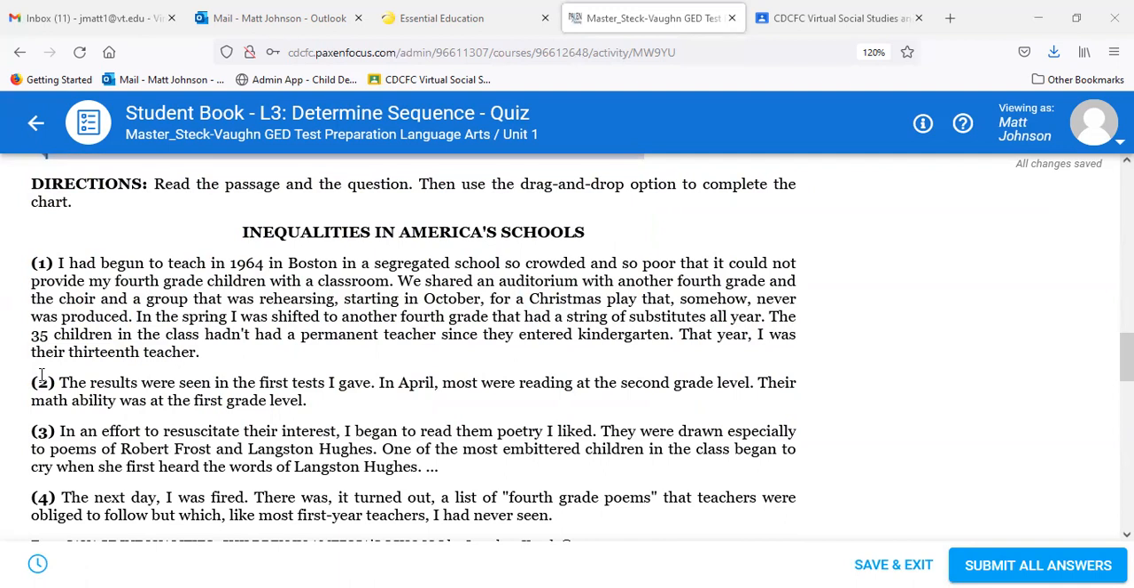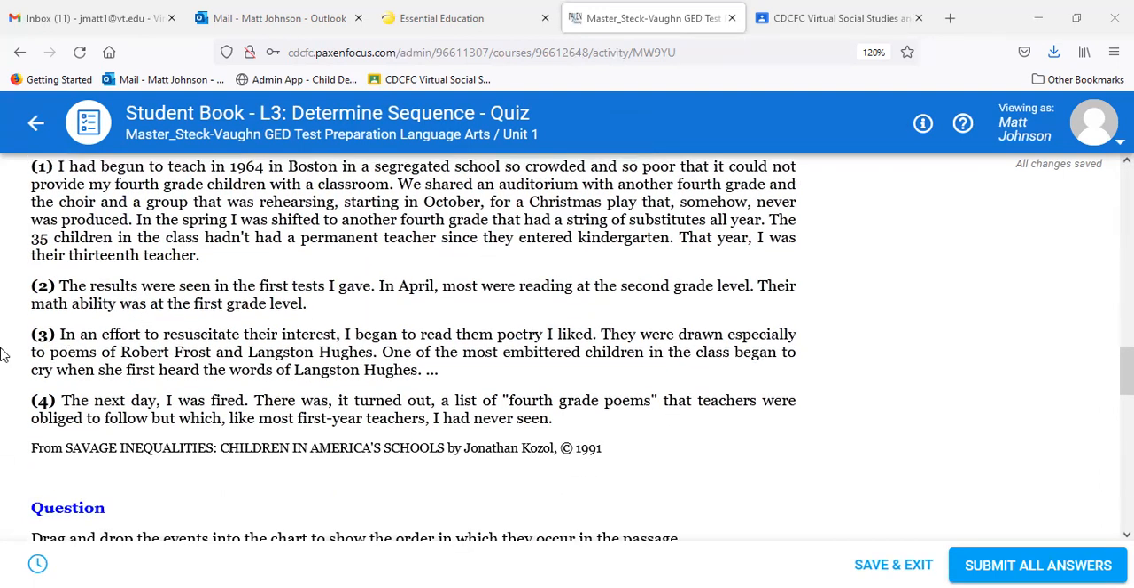In the spring, I was shifted to another 4th grade that had a string of substitutes all year. The 35 children in the class hadn't had a permanent teacher since they entered kindergarten. That year, I was their 13th teacher. The results were seen in the first test I gave. In April, most were reading at the 2nd grade level. Their math ability was at the 1st grade level. In an effort to resuscitate their interest, I began to read them poetry I liked. They were drawn especially to poems of Robert Frost and Langston Hughes. One of the most embittered children in the class began to cry when she first heard the words of Langston Hughes. The next day, I was fired. There was, it turned out, a list of 4th grade poems that teachers were obliged to follow, but which, like most first-year teachers, I had never seen. So that's an excerpt from Savage Inequalities, Children in America's Schools by Jonathan Kozol.